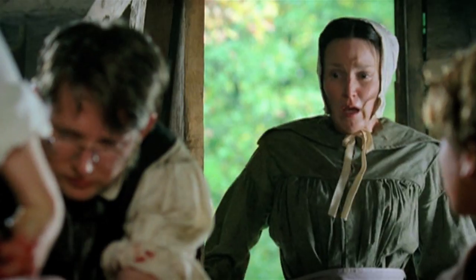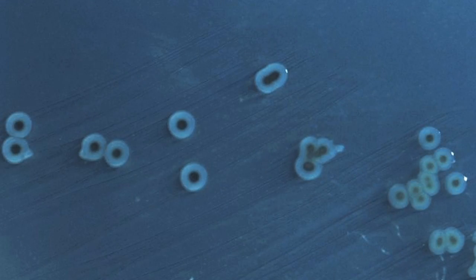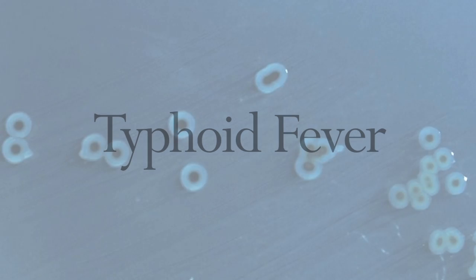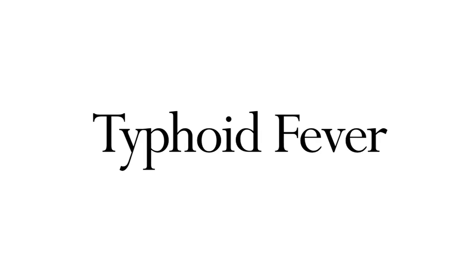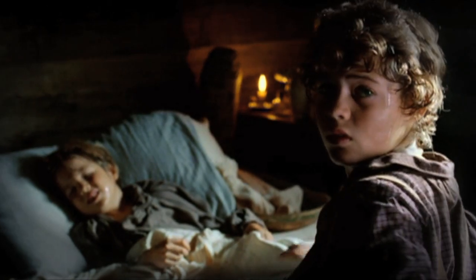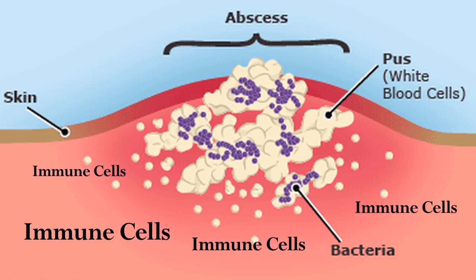Many have heard about the leg operation that was performed on Joseph Smith when he was just a little boy. But not many know that it was actually caused by the bacteria Salmonella enterica, also known as typhoid fever. Joseph's immune system had attempted to contain the typhoid bacteria by creating an abscess wall around it.